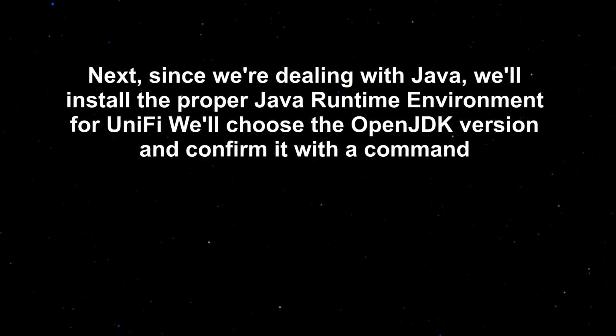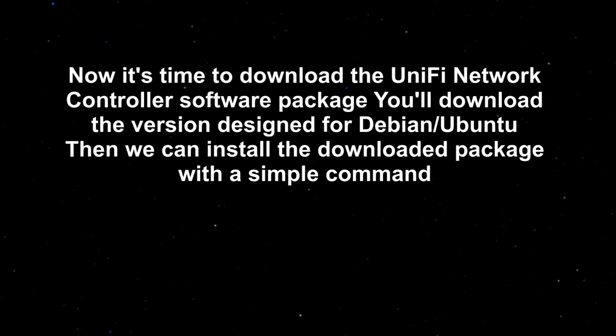Next, since we're dealing with Java, we'll install the proper Java runtime environment. For UniFi, we'll choose the Open version and confirm it with a command. Now it's time to download the UniFi Network Controller software package. You'll download the version designed for Debian Ubuntu. Then we can install the downloaded package with a simple command.